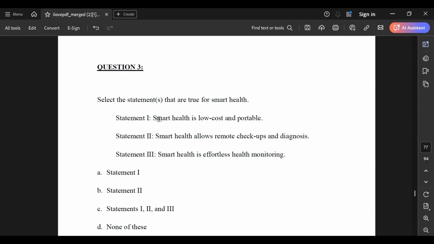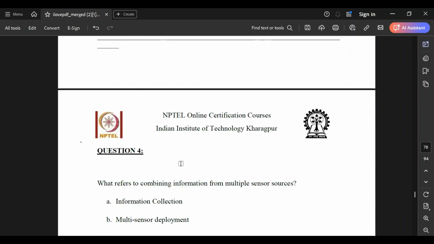Moving to the next one, statements are there. Smart health is low cost and portable. Okay. Smart health allows remote checkup. It's okay. Smart health is effortless health monitoring. All of these are true.